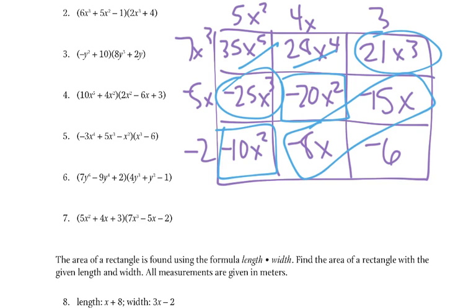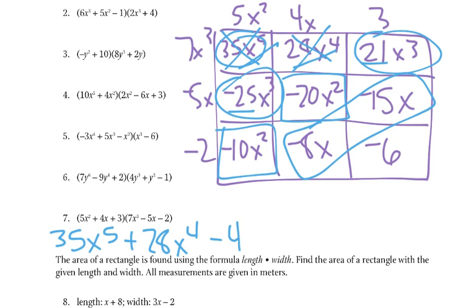So we got to combine some of these so it won't look so ugly. So start off with our highest, 35x to the 5th. That's where we start off. Okay, then 28x to the 4th. Okay, then I can combine negative 25, positive 21, negative 4x cubed.